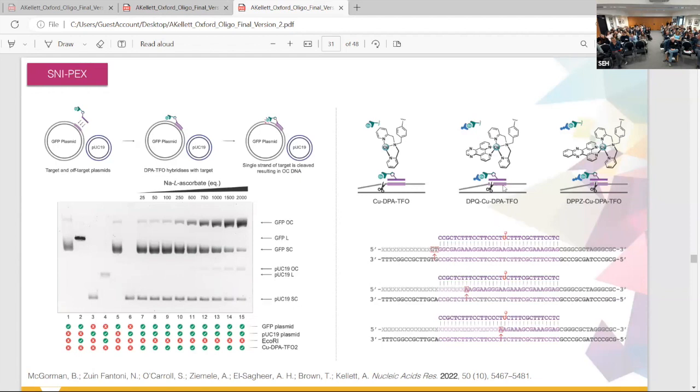And then performing Sanger sequencing, we can identify the position. So by introducing modifications on this DPA scaffold, such as DPQ or DPPZ, you can enhance the position or bring the position of cleavage closer to the modification site.